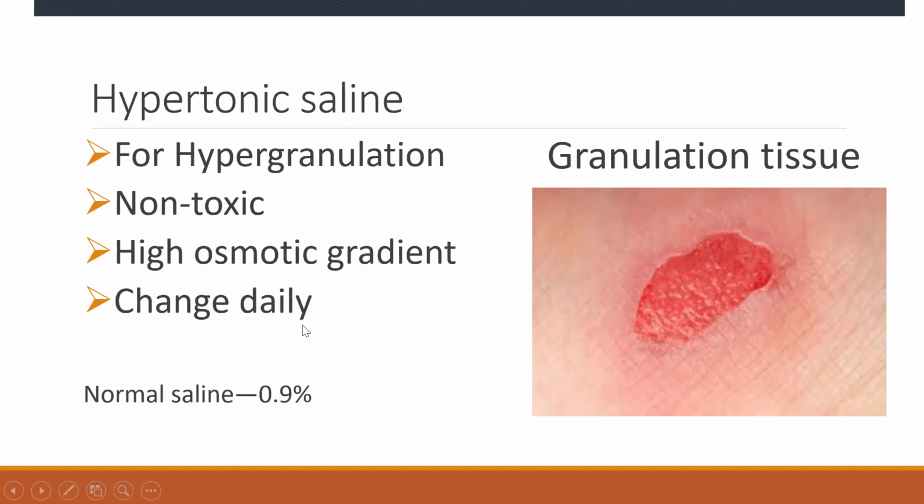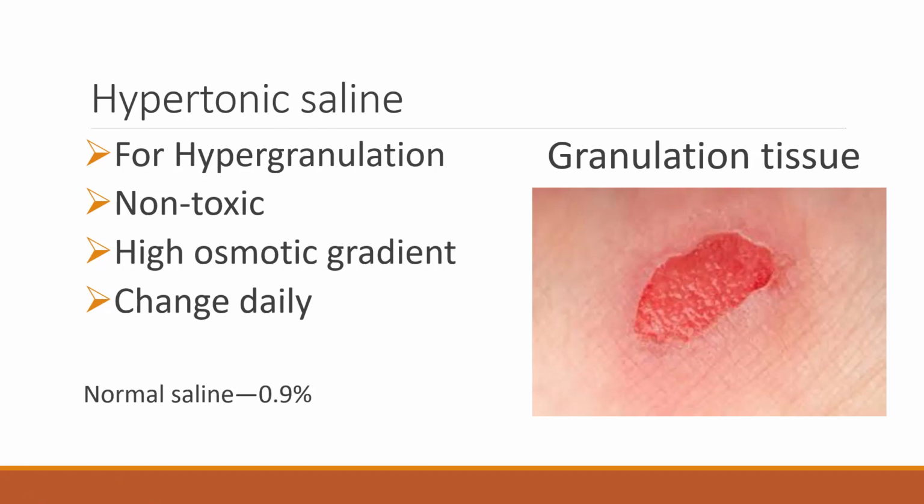But you have to change this sort of dressing daily. Normal saline is 0.9% sodium chloride, but hypertonic can sometimes go up to 3% or 4%. I don't know whether you have heard about this hypertonic saline. Just think about it, because it's still a very new way of treating wounds. So you probably haven't heard of this one, but just have an idea in mind.